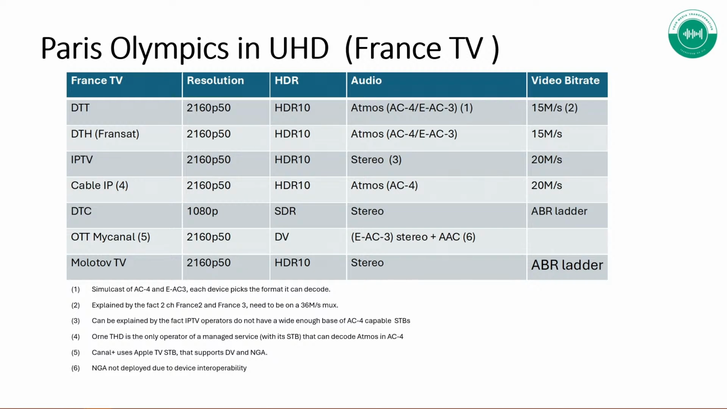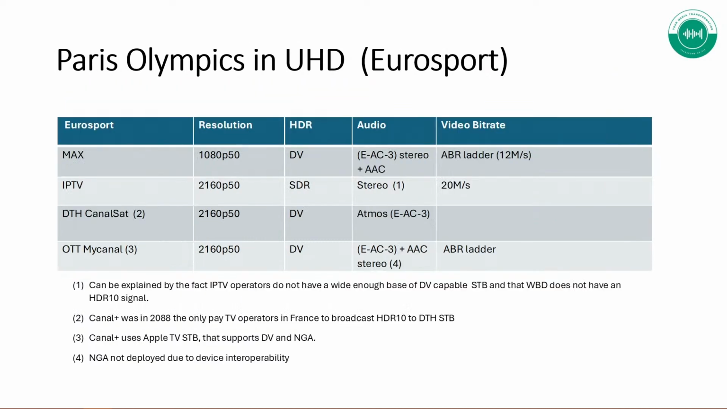Okay, and you see some footnote. I'm not going to go into the detail because I will eat up all the time. But it's interesting to see what Eurosport was doing. They have their own Max app, 1080p 50 Dolby Vision, with all kinds of fancy audio at a very low bitrate, 12 megabits. IPTV was SDR. This is the decision from Max.